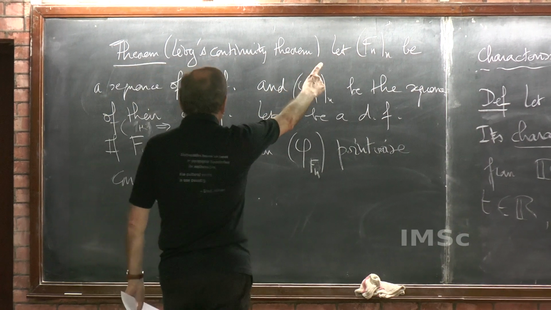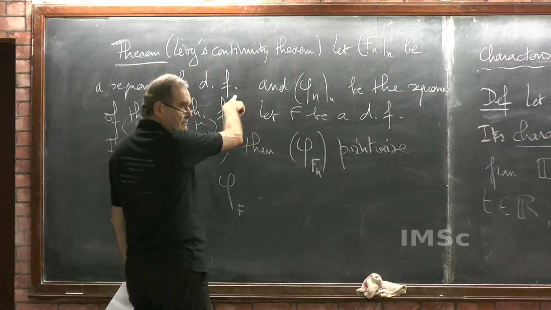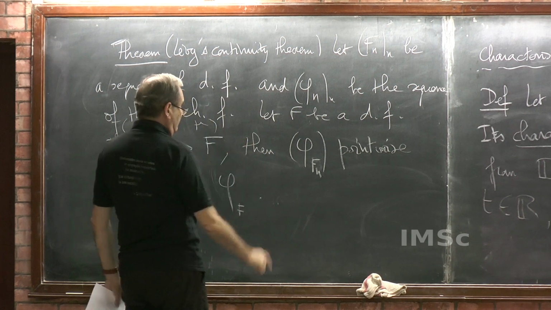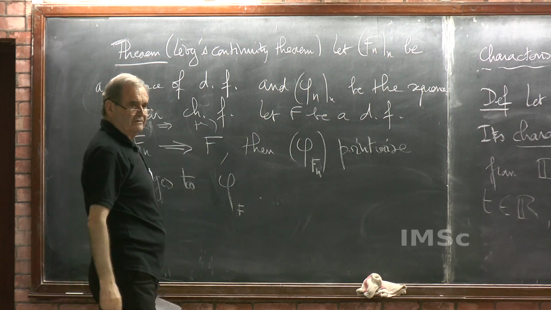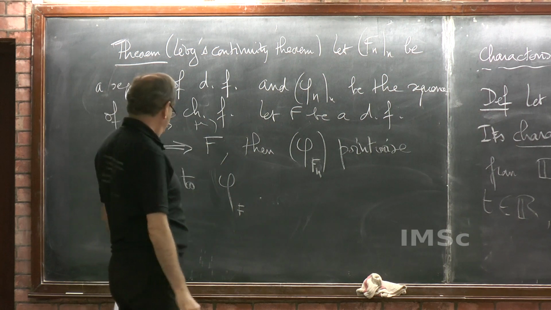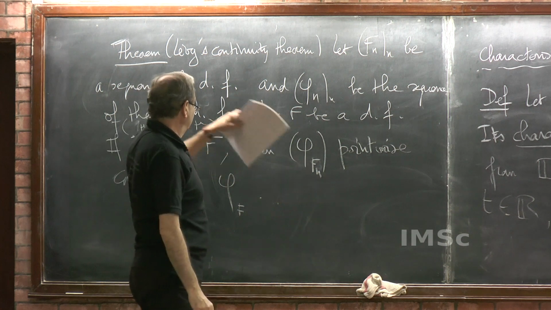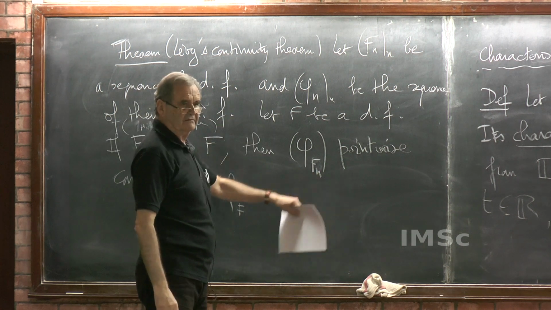I start with the sequence of distribution functions, and phi n is the sequence of their characteristic functions. So phi n is the sequence of the characteristic functions of Fn.